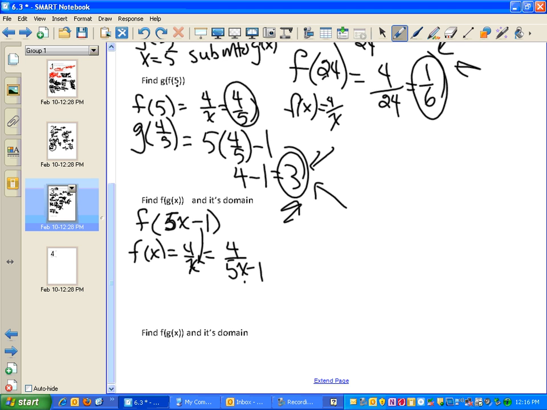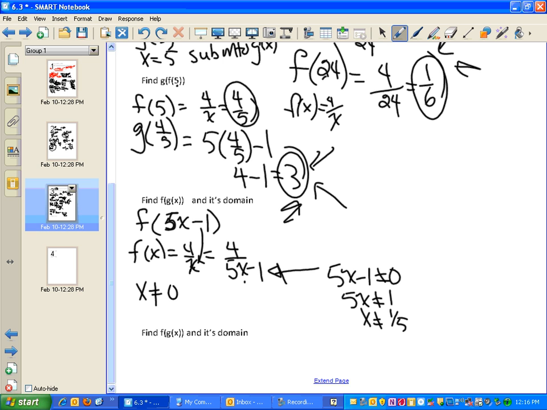Remember, it's a substitution. Okay, what can't x equal? Why is it 1/5? You're going to have to look at this denominator. 5x minus 1 can't equal 0, which means 5x can't equal 1, and x can't equal 1/5.